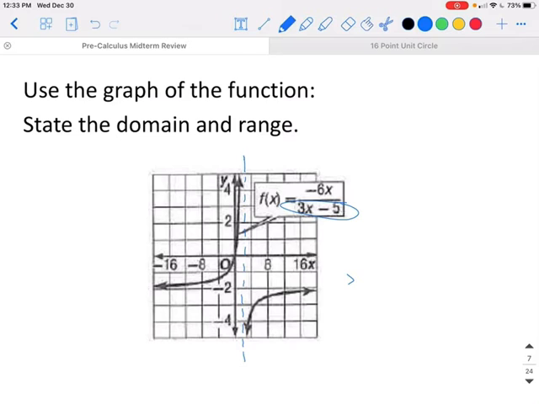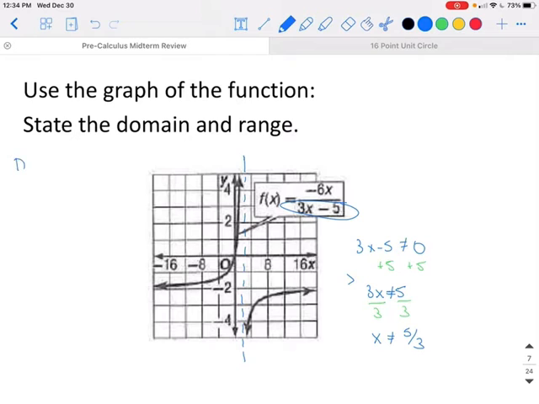So to find the exact value for our domain, we can set 3x minus 5 cannot equal 0 because our denominator cannot equal 0. So if we add 5 to both sides, we're going to get 3x cannot equal 5. We can divide both sides by 3, and we'll see that x cannot equal 5/3.